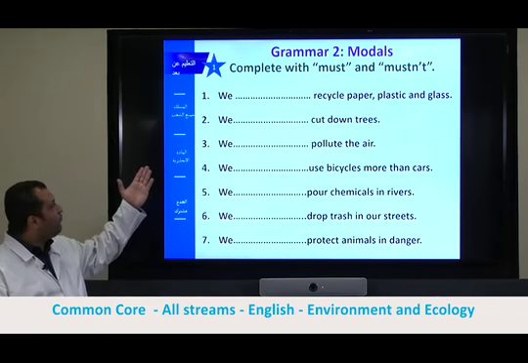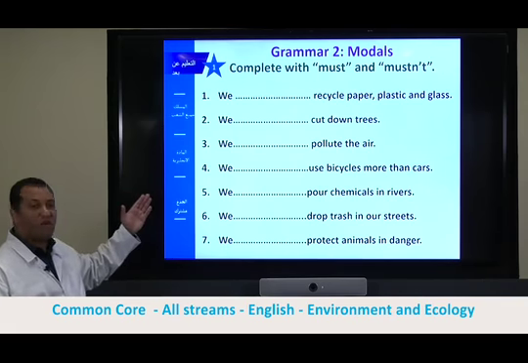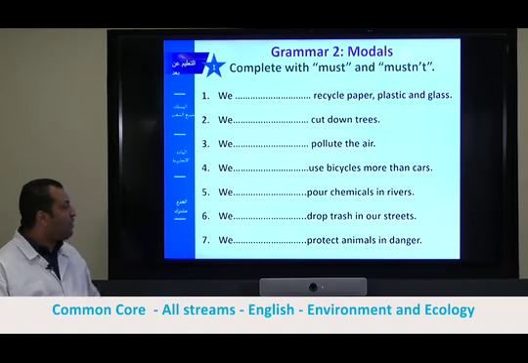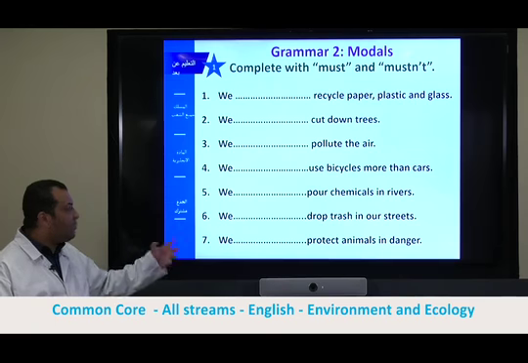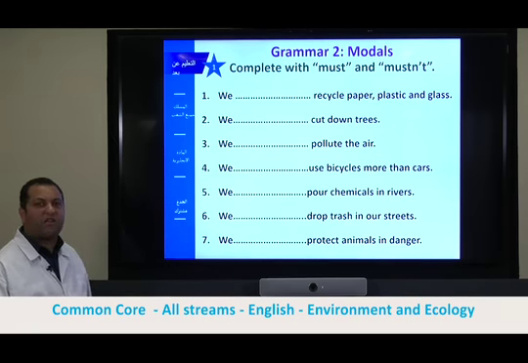Number 1, we can recycle paper, plastic and glass. 2, we can cut down trees. 3, we can pollute the air. 4, we can use bicycles more than cars. 5, we can pour chemicals in rivers. 6, we can drop trash in our streets. Finally, 7, we can protect animals in danger. Please take a few minutes before we start the correction.